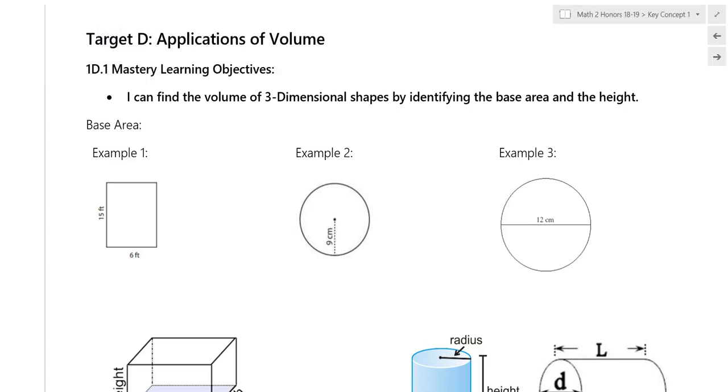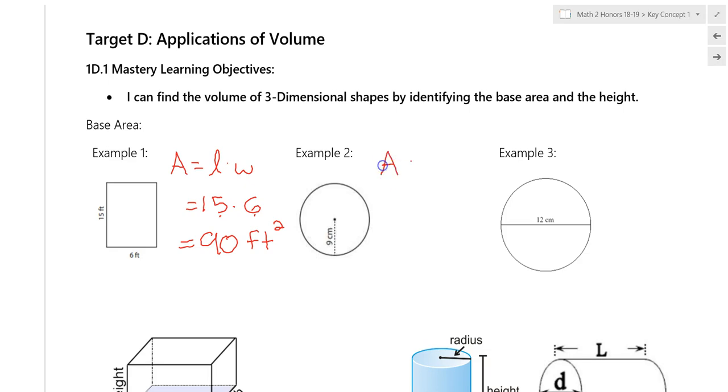If I have the area of a rectangle, area equals length times width. Okay. So my length is 15, my width is 6. I'm multiplying those together. 15 times 6 is 90 feet. And since this is a two-dimensional shape, it is squared. Right? So 90 feet squared. Looking at example 2, this is a circle.